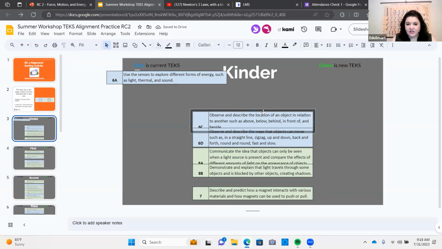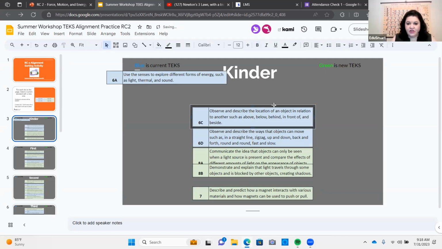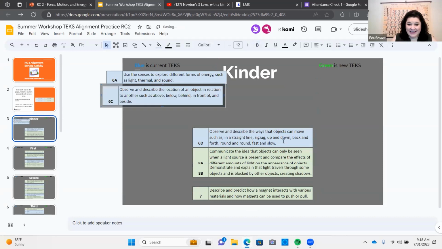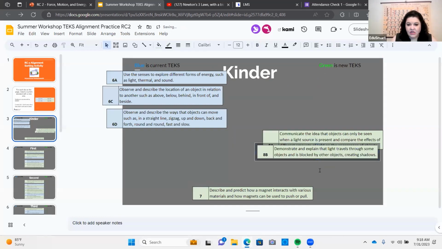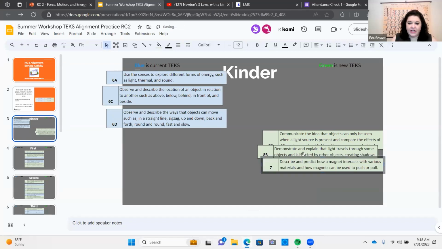This one has observe objects in relation to each other. There's really not one for that either, and how objects move. So it looks to me like most of these standards for kindergarten are brand new. We want to do that for each of the reporting categories or each of the grade levels. Does that make sense? Anybody have questions on what we're doing here?